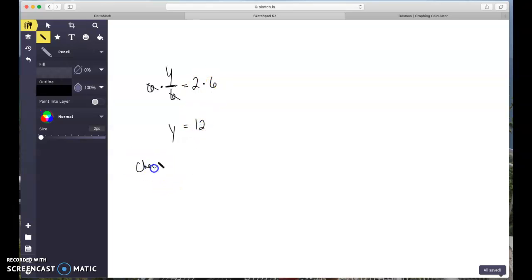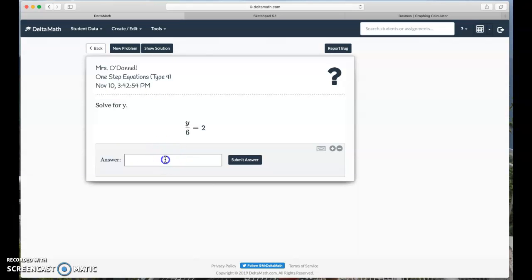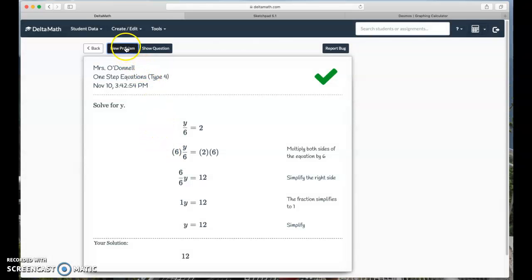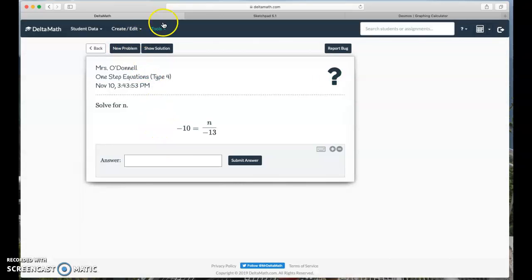And if I want to check that answer, I go ahead and just plug that number right back in to my equation. 12 divided by 6, that equals 2. 2 equals 2 is a true statement, so I know I did it correctly. Hop on over to our Delta Math, and let's type in our answer, 12, and see if Delta Math likes it. It does. Let's try one more problem here.